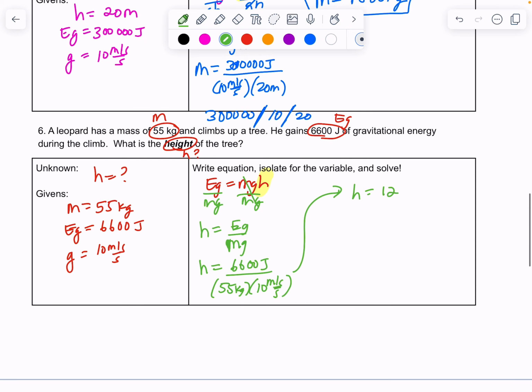12 meters. 12. Make sure I did that right. I feel like I missed something. 6,600 divided by 55 divided by 10. Yeah, 12 meters high. Boom. Okay, all right, notice how I'm working vertically. Try not to just spew numbers all over the place. Try to be organized. All right.